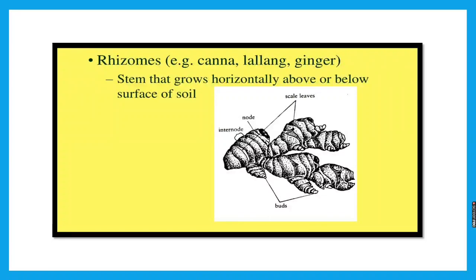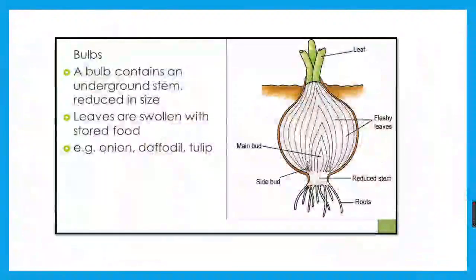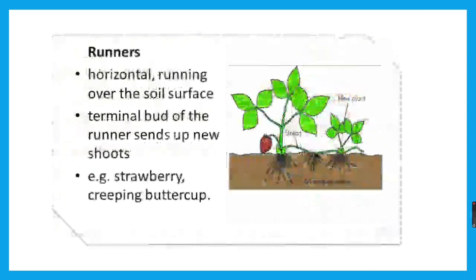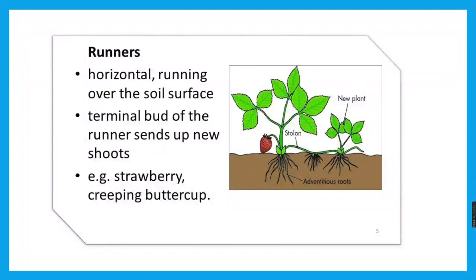The third type of vegetative reproduction is bulbs, and the famous vegetable, which is an onion, is an example of bulbs. Here, bulbs contain an underground stem which is reduced in size. Then, the fourth type of vegetative reproduction is runners. Here, this is my favorite fruit, which is strawberry, and I think yours also. A strawberry reproduces by means of runners.